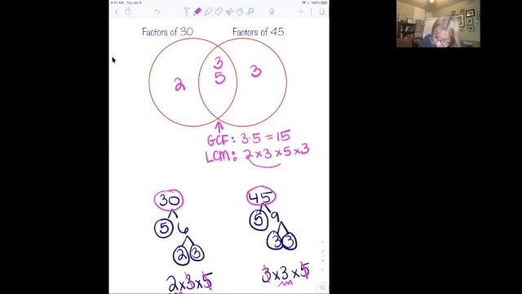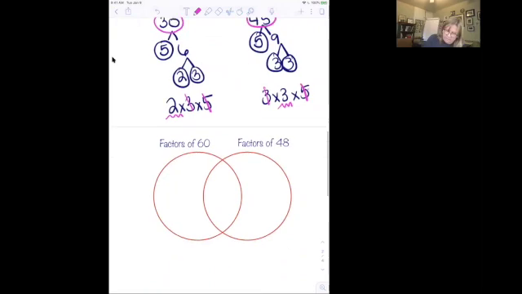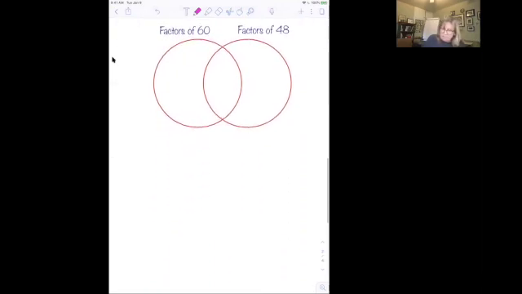And I like 2 times 5 is 10. That makes it easy to multiply. And then 3 times 3 is 9. So 10 times 9 is 90. So 90 is the least common multiple. That means it's the first number, the smallest number, that both 30 and 45 go into. The greatest common factor is 15, which means that's the biggest number that goes into both 30 and 45.